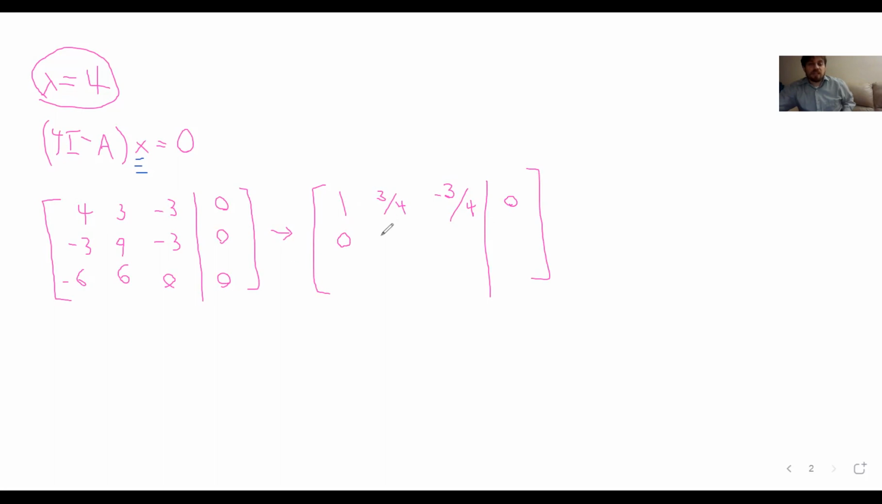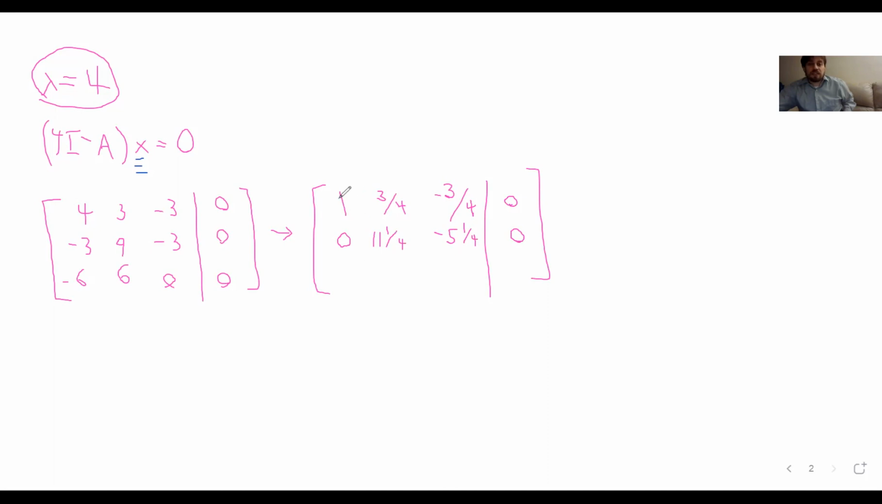So you get 0, 9/4 plus 9, which is 11 1/4. I'm going to write it as a mixed fraction. It's 11 1/4 because 9/4 is 2 1/4, and 2 1/4 plus 9 is 11 1/4. And so that's 3 times negative 3/4, which is negative 9/4. That's negative 2 1/4 plus negative 3 is negative 5 1/4. And that's a 0.